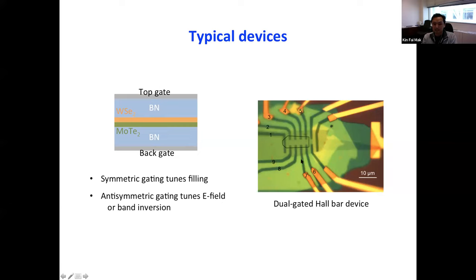A typical device is shown on the right. This area is the moiré area and is connected by multiple electrodes so that we can perform longitudinal and transverse resistance measurements under different temperatures and magnetic fields. Okay, so that's the basic experimental setup. And all I'm going to tell you next is about resistivity measurements, and maybe a little bit about optics measurements as well, but that's towards the end.